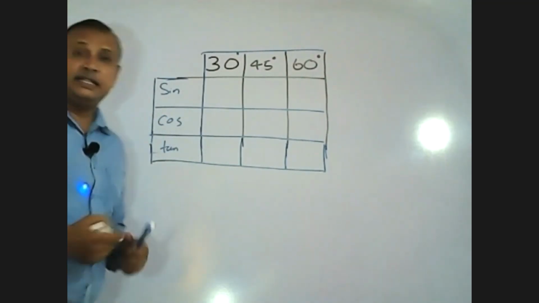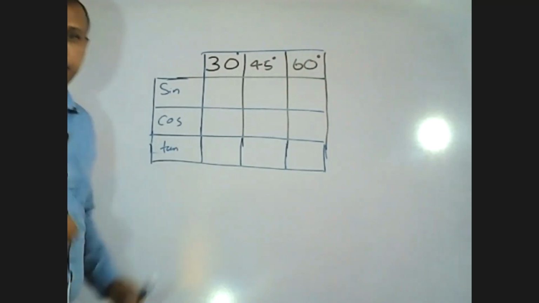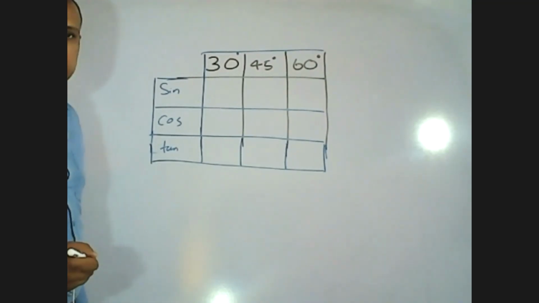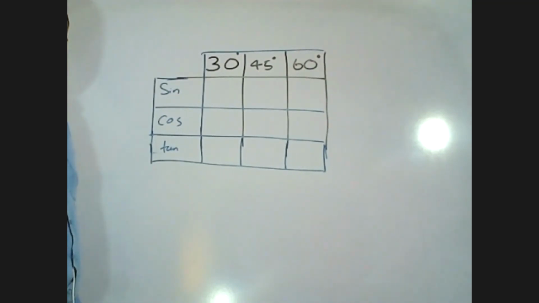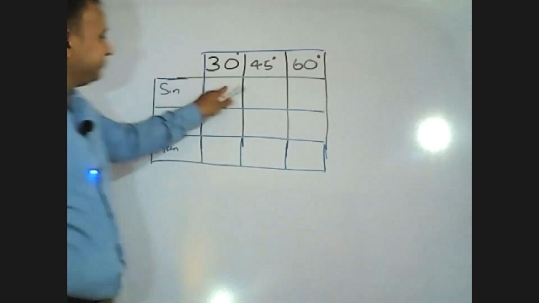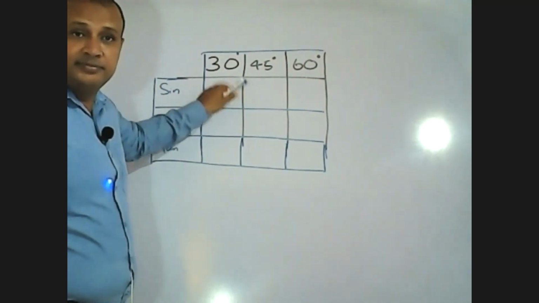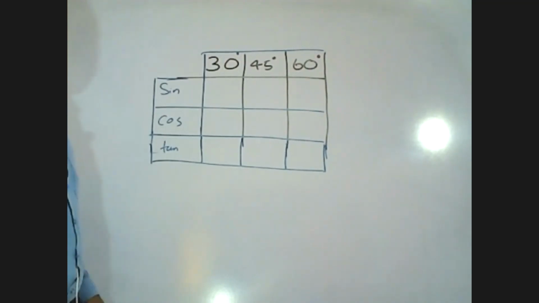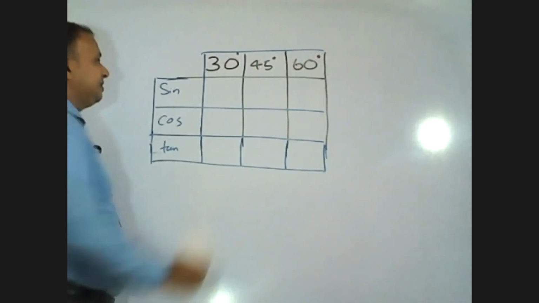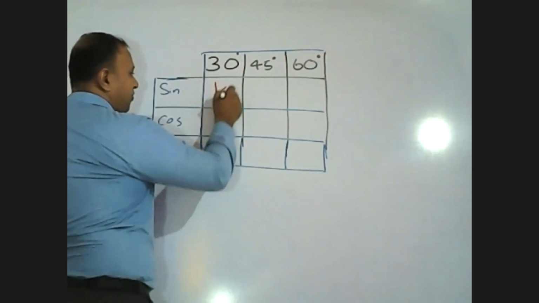What is the value of sine 30? Tell me. Sine 30 is half. Yes, it is equal to half.